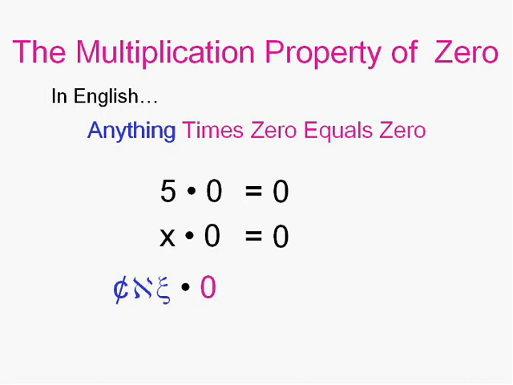Anything times 0 equals 0. Okay, so that's a first. That was an easy one. What about the second property?